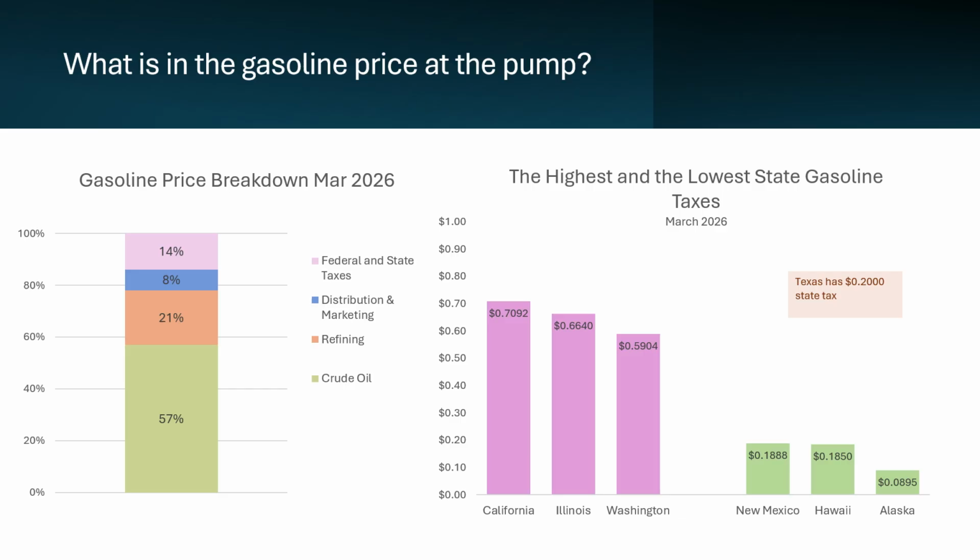State taxes vary. The chart on the right shows that California, Illinois, and Washington have the highest state gasoline taxes, whereas Alaska, Hawaii, and New Mexico have the lowest. Texas, the largest producer of crude oil in the United States, has a state tax of 20 cents per gallon.